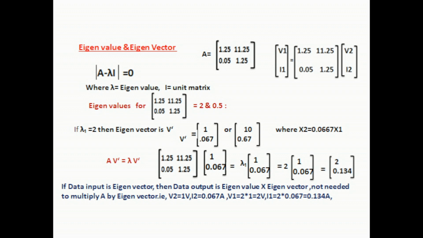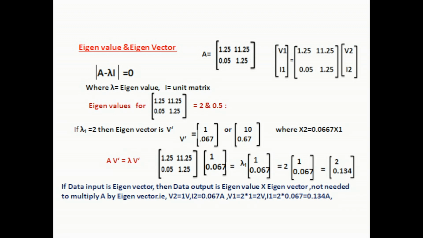In the two-port network, the V1, I1 matrix equal to the ABCD matrix into the V2, I2 matrix. Here, matrix A is 1.25, 11.25, 0.05, and 1.25. Determinant of A minus lambda I equal to 0, where lambda is the eigenvalue and I is the unit matrix. So, the eigenvalues for the 1.25, 11.25, 0.05, 1.25 matrix are 2 and 0.5. If lambda 1 is equal to 2, then the eigenvector is V dash.